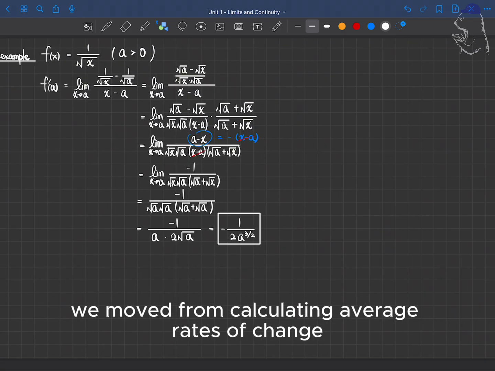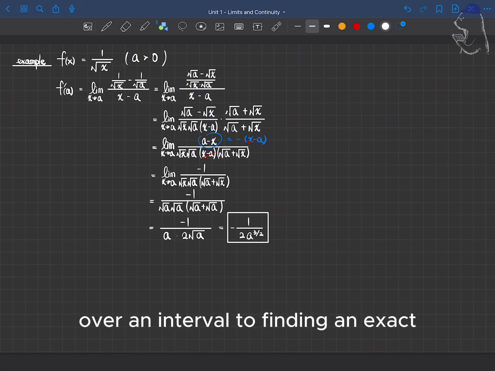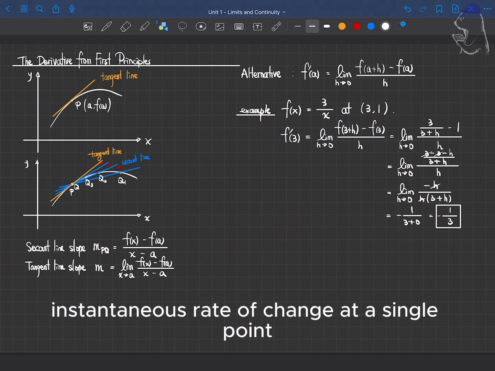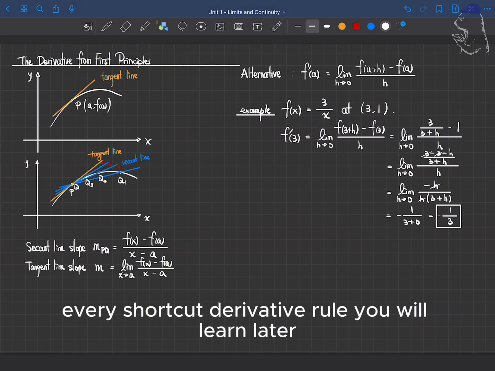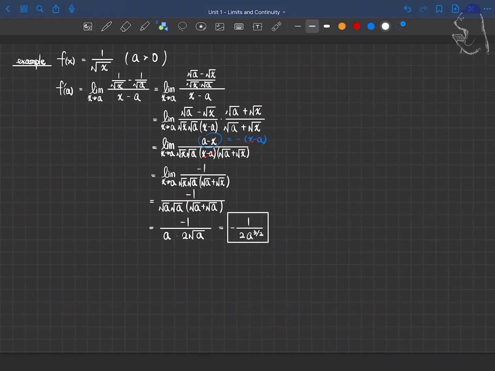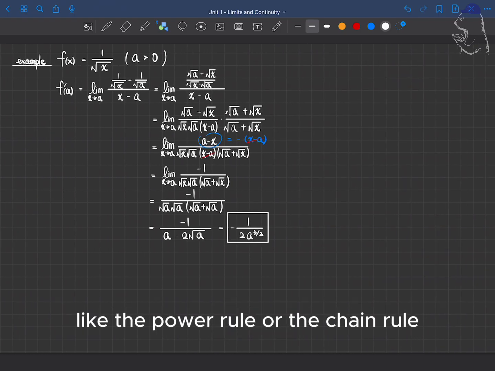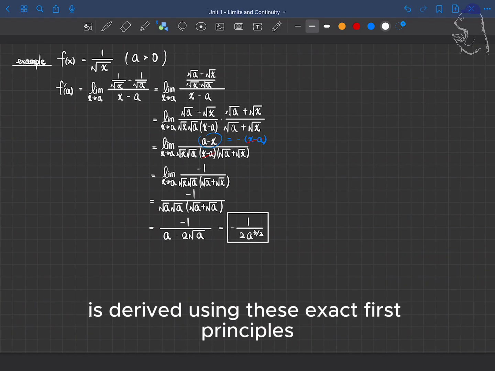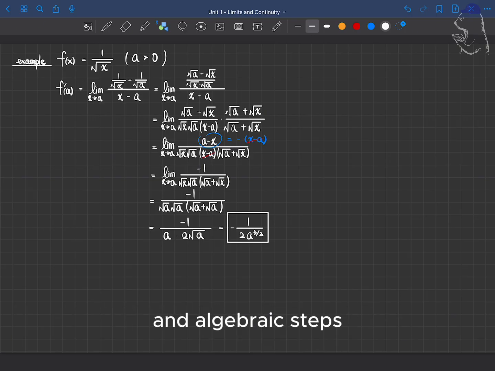We moved from calculating average rates of change over an interval to finding an exact instantaneous rate of change at a single point. Every shortcut derivative rule you will learn later, like the power rule or the chain rule, is derived using these exact first principles and algebraic steps.